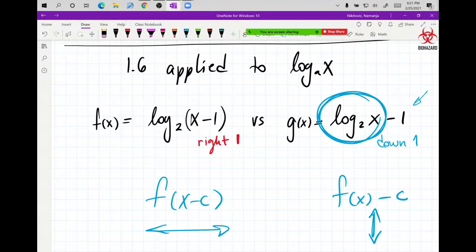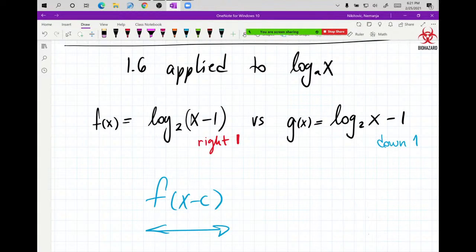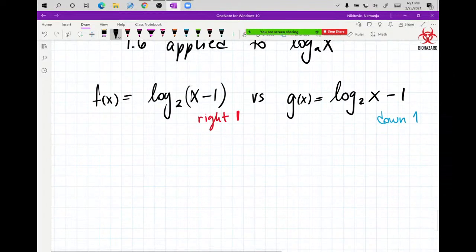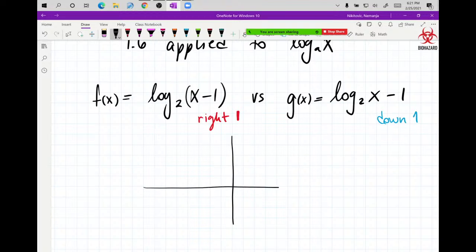So it's not the same. It's not the same on whether you have these parentheses or not. And you will be held responsible, obviously, on the exam to do that properly. So now I can graph all 3 on the same coordinate axis over here.